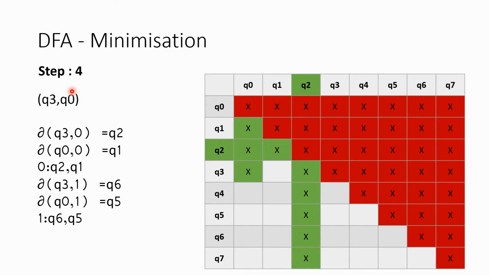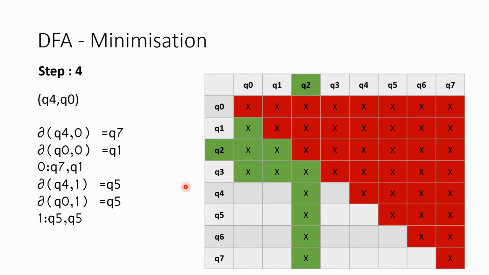The next tuple set that we are going to consider is Q3, Q1. We have found the transition function for Q3, Q1 for the inputs 0 and 1. For 0, we have got Q2, Q6, and for 1, we have got Q6, Q2. And we know that Q2, Q6 is already marked as a non-equivalent set. So we can mark Q3, Q1 as non-equivalent as well.